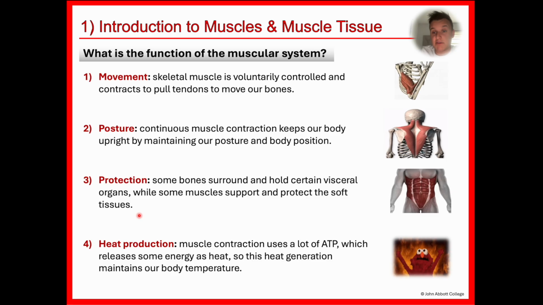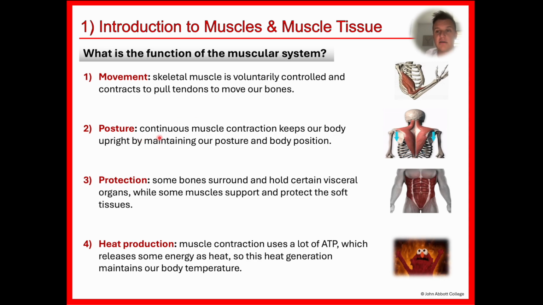What is the function of the muscular system in general, right? The muscular system is there for movement. So skeletal muscle is, for example, voluntarily controlled and it contracts to pull tendons to move our bones. So here's the biceps muscle, for instance, and the muscle has a little tendon over here, a tendon over here, and as the muscle shortens, right, it pulls here, it's pulling the bone up, right? So it allows us to move. A lot of muscles do allow us to move, and this is an example of a skeletal muscle that allows us to move.